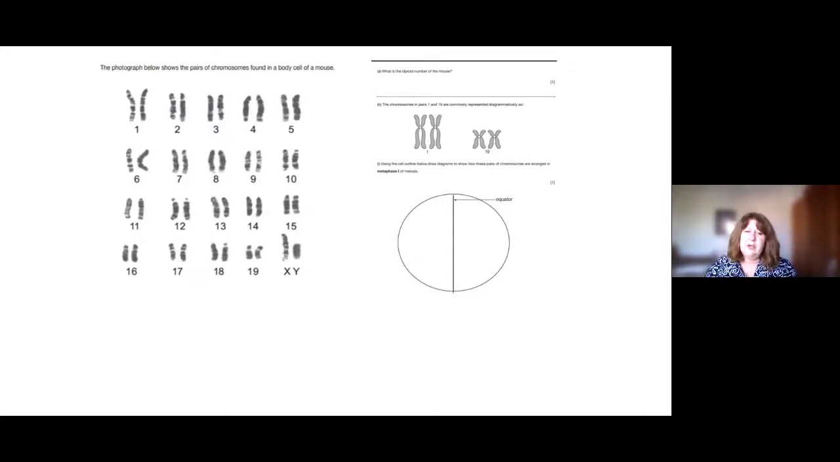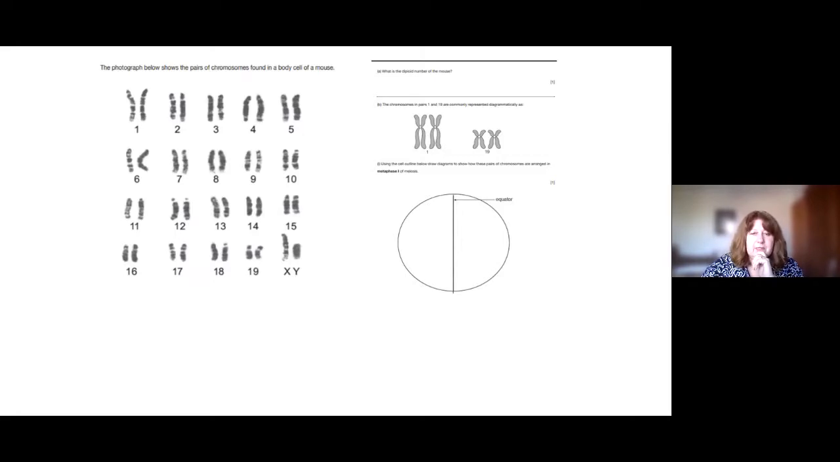Now, very often questions require you to draw something in. So I've picked a question now where we can have a look at how we go about that. It says the photograph shows the pairs of chromosomes found in a body cell of a mouse. We can see an X and Y chromosome pair, so we know this is a male. That's the 20th pair, so we've got 40 in total. The question asks, what is the diploid number of the mouse? Remember, the diploid number is the body cell number.